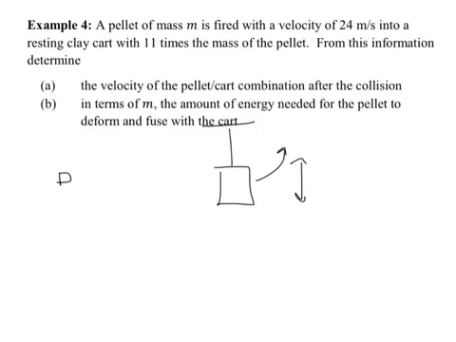All right, now let's get back to the problem. It's the same idea, but we don't have a pendulum, it's just a cart. This cart is made of clay, and the bullet is going to embed itself into the cart, causing it to move forward. So let's list what we know. We know that beforehand, only the pellet is moving with a mass of m and a velocity of 24 meters per second. So the momentum beforehand is the mass of the pellet, m, times 24.